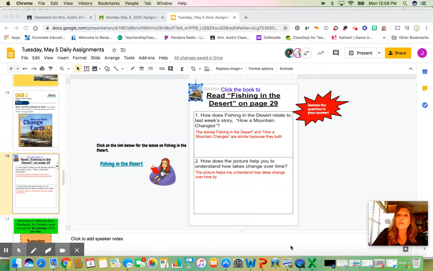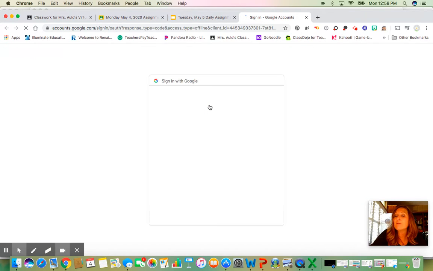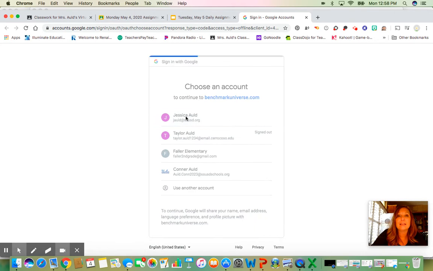Not really comparing, but we're going to be talking about how those two stories are alike, in what ways they're alike. We have the word right here that says, how are they related? Okay, so how is Fishing in the Desert related to, or alike and similar to, last week's story of How a Mountain Changes? Well, if you're like me, I don't remember both stories, so I'm going to click right here and get right into our stories and go back and reread them because I don't remember exactly what they were about.